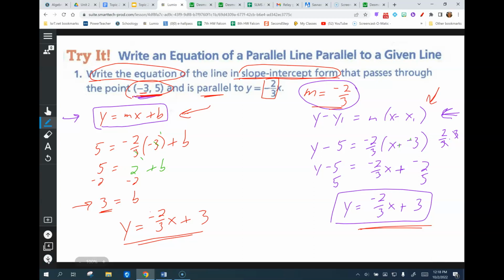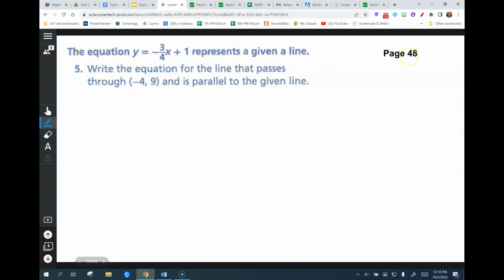Okay, good. Let's try another one. So this is on page 48 of your book. Go to page 48, and you're going to find problem number 5. The equation y equals negative 3/4 x plus 1 represents a given line. Write the equation that passes through this point and is parallel to the line. Okay, so you can either do it in slope-intercept or in point-slope.